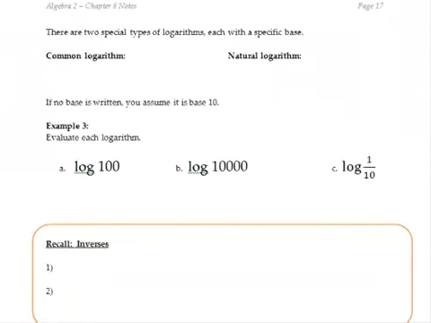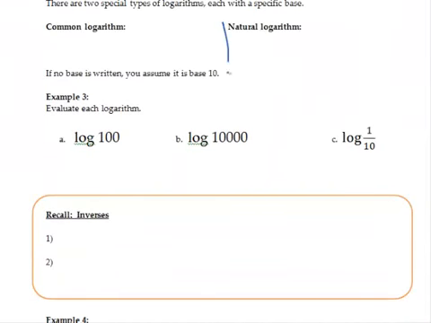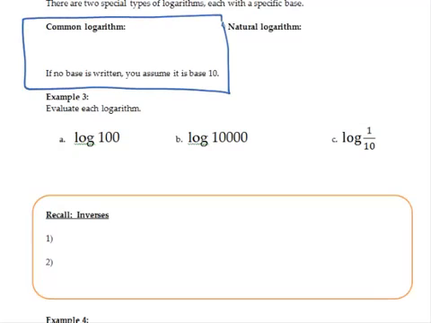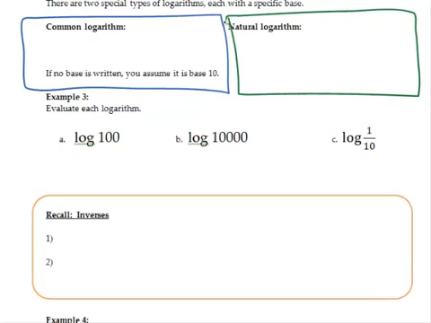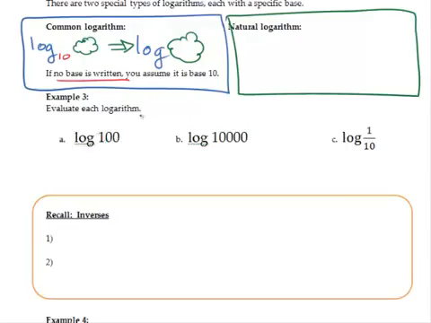There are two special types of logs. One is the common log, right here, and then the other is the natural log. We're not going to see much of the natural log today, but I want you to just know it exists. So the common log is anytime you have a log with a base of 10, and then it doesn't matter whatever that number is there. But this can be written as log, and you actually don't write the base. If there is no base written, you assume it's base 10. So this down here is a common log, log 100.